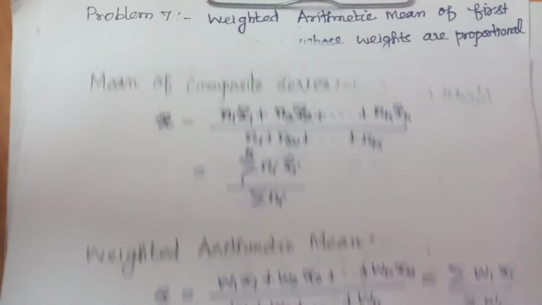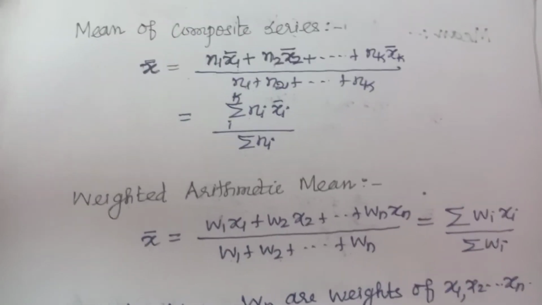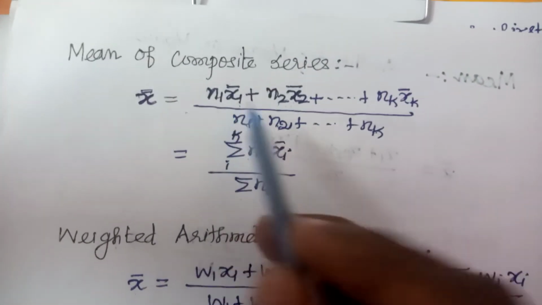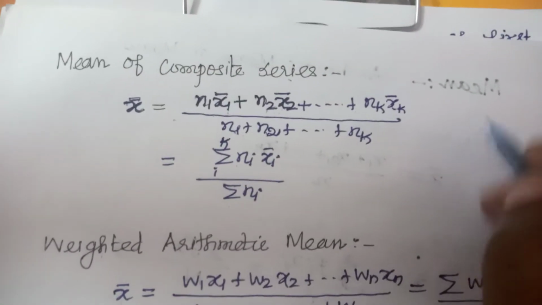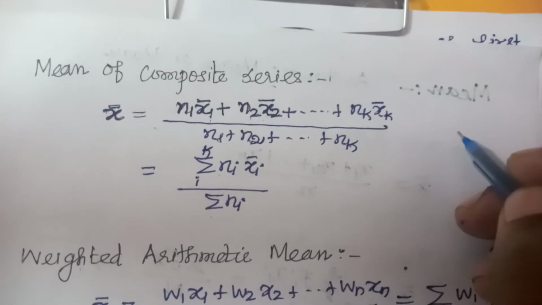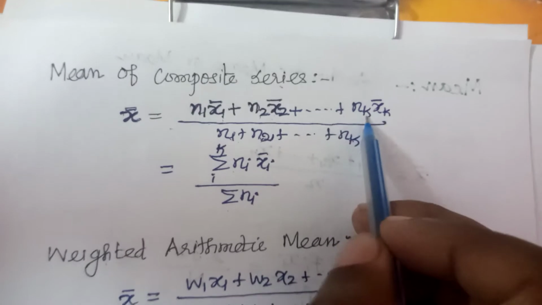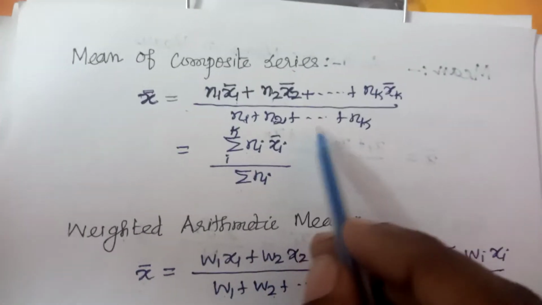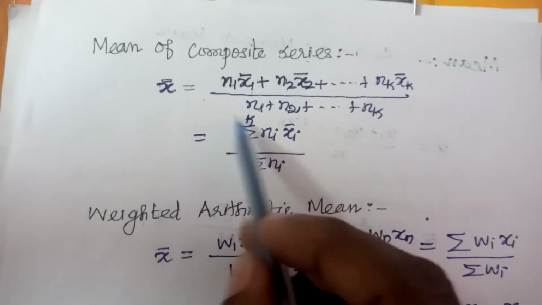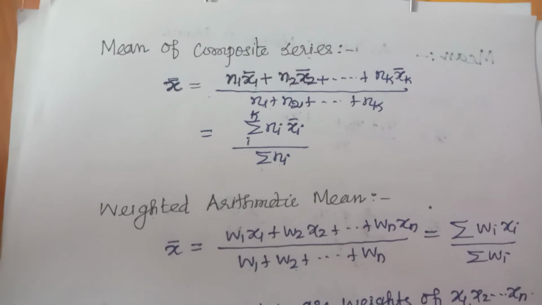Next, some more formulas. We already discussed mean. Now the mean of a composite series. The mean of a composite series x bar is equal to n1 x1 bar plus n2 x2 bar plus etc. plus nk xk bar, divided by n1 plus n2 plus etc. plus nk, where n1, n2 and so on are the numbers of observations and x1 bar, x2 bar and so on are the means. This is equal to summation of n i x i divided by summation n i. This is the mean of composite series formula.